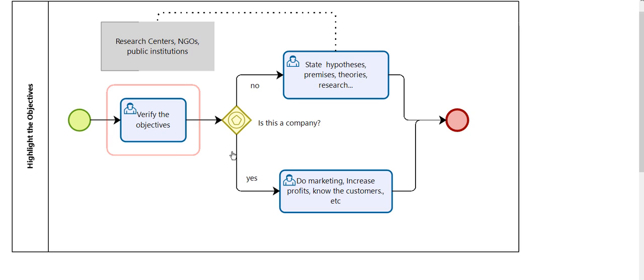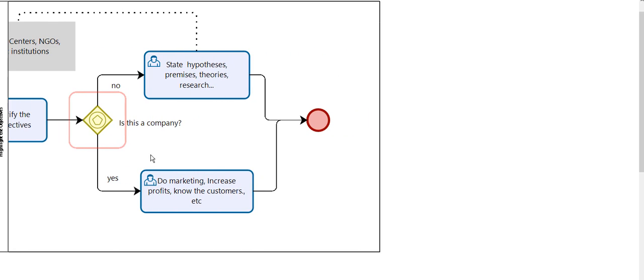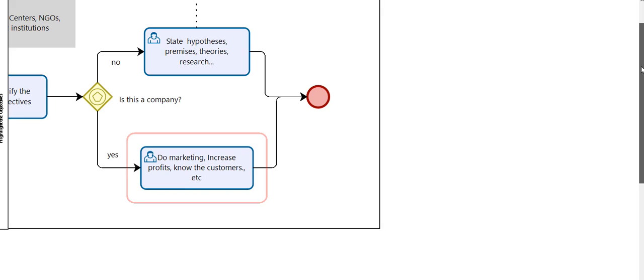And then, maybe for clarification reasons, I stated this question: is this a company? No. If not, maybe you have to state hypotheses, premises, theories, doing research, and probably if this is not a company, probably this is a research center, an NGO, public institutions, etc. And then if it is a company, probably you will have other types of objectives.